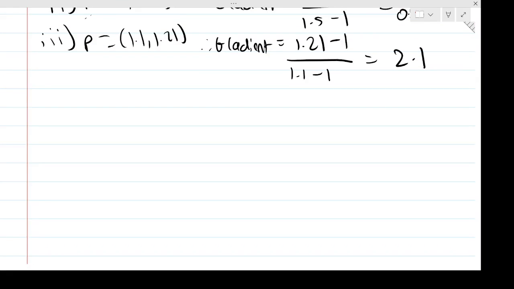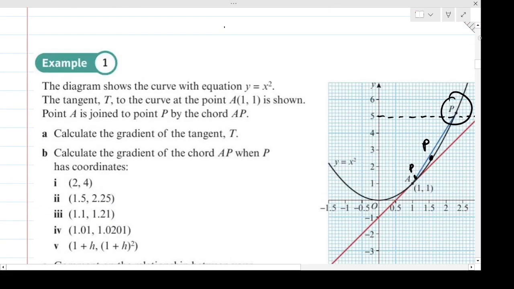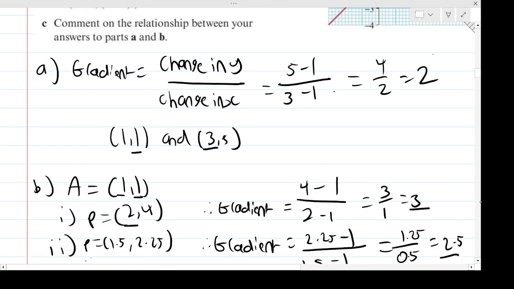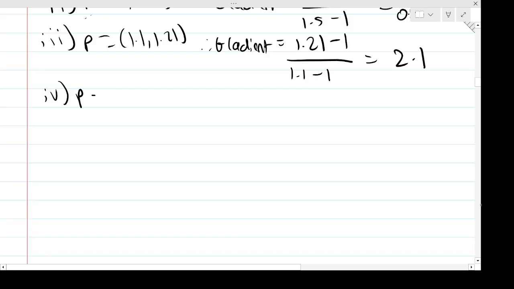Now for the fourth part, we now have P to be, what was it? P is now (1.01, 1.0201). Okay, so let me copy that down.